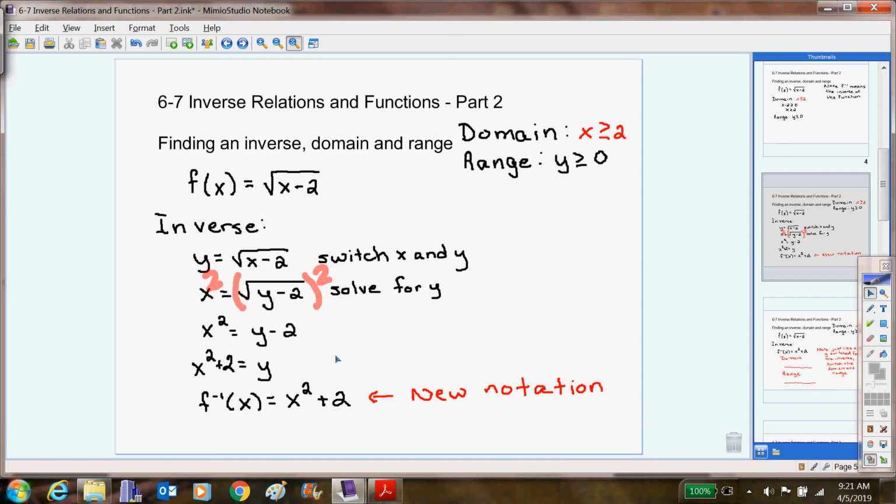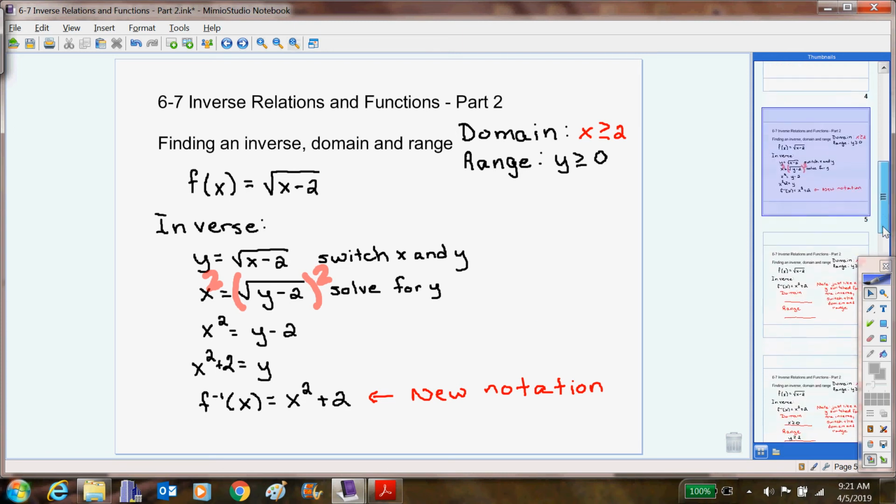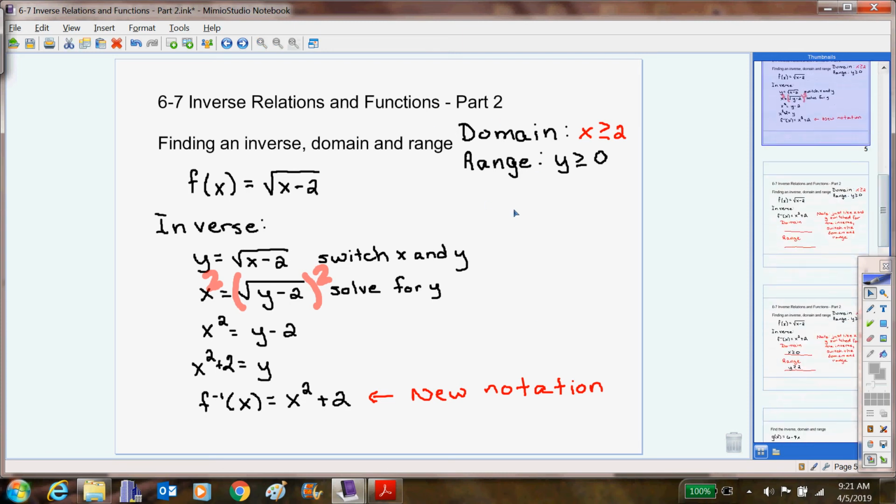So we've got our brand new notation here. Same thing as yesterday. Switch your x and y. Solve for y, but at the end you have a new function called an inverse function. And what we need to do, we have our original domain and range, but then we need to talk about the domain and the range of the inverse function.